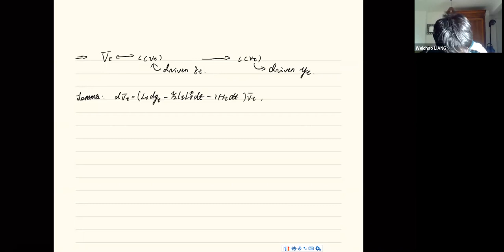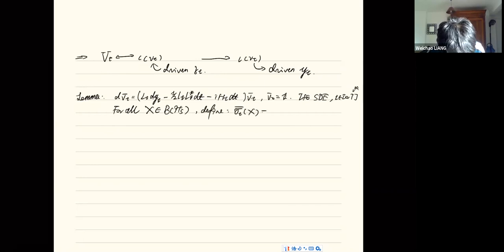T bar, where V0 is eta t, which is also a matrix-valued stochastic differential equation in Itô's form. And we suppose that T is finite. Therefore, all X belong to the bounded operators on HS. And we define... and V_T bar is a solution of this stochastic differential equation, and the sigma T bar is called the unnormalized filter.